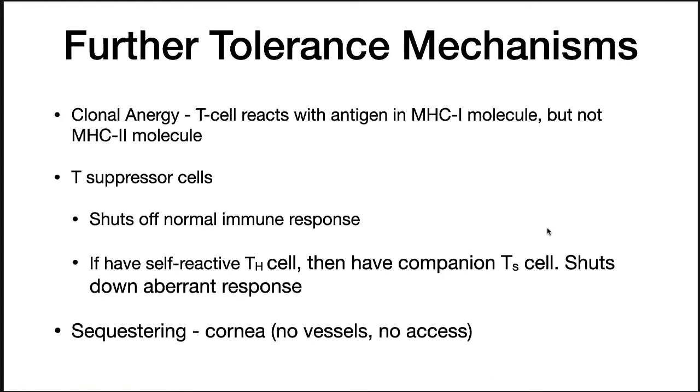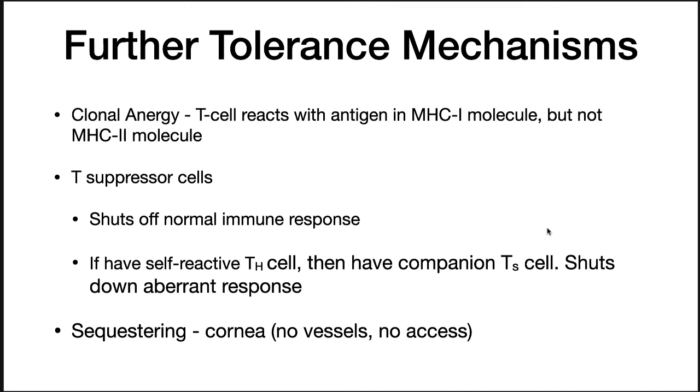There are a number of other tolerance mechanisms. In clonal anergy, a cytotoxic T cell may react to a self-antigen when presented in an MHC1 molecule, but its partner Th1 helper cell will not react in the same way to the self-antigen, and thus the cytotoxic T cell is never activated. Secondly, T suppressor cells will shut off normal immune response. If there's a self-reactive T helper cell, there's often a companion T suppressor cell that will shut it down. So that shuts down aberrant responses right away.